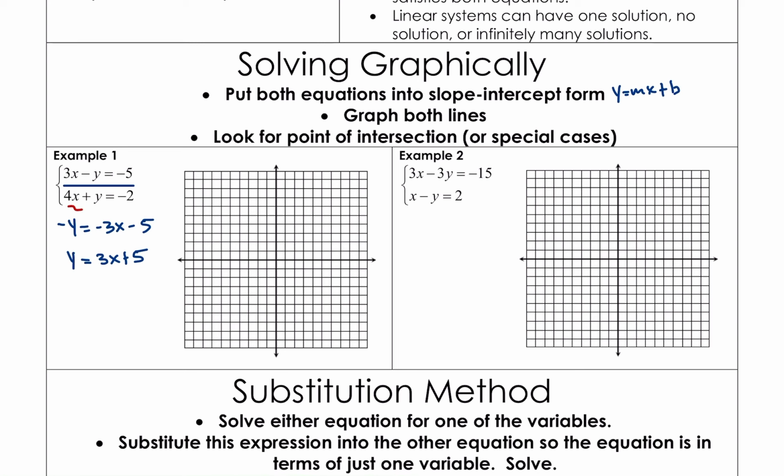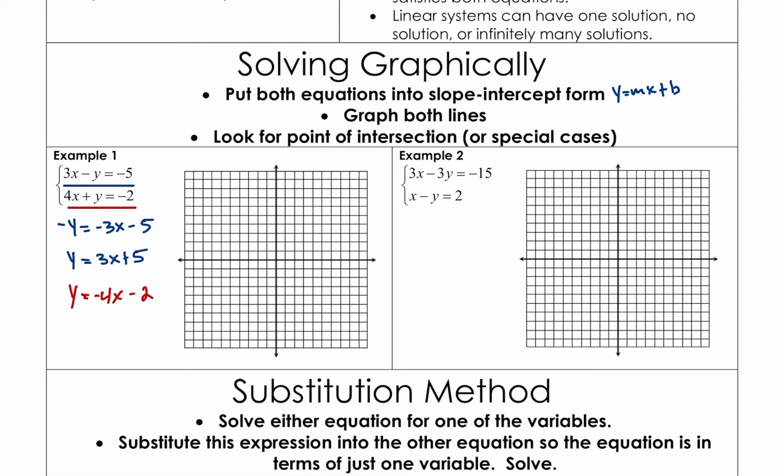And for the second line here, I've got to get this also into slope-intercept form. I'll do that by subtracting my 4x from both sides. If I subtract 4x on both sides, I'll end up with y is equal to negative 4x minus 2. Now that both of my equations are in slope-intercept form, I'm going to put them on my graph here.